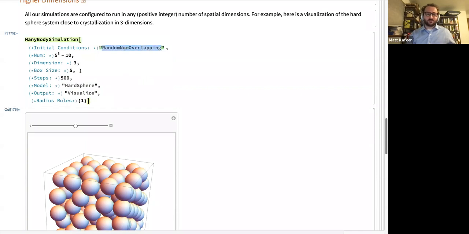But we try to start with random non-overlapping initial conditions. We specify particle number, spatial dimension, size of the box, number of integration steps. This is the interaction potential, and then I want it to visualize the results. And this is something that should be taken out of the code because it's ugly.